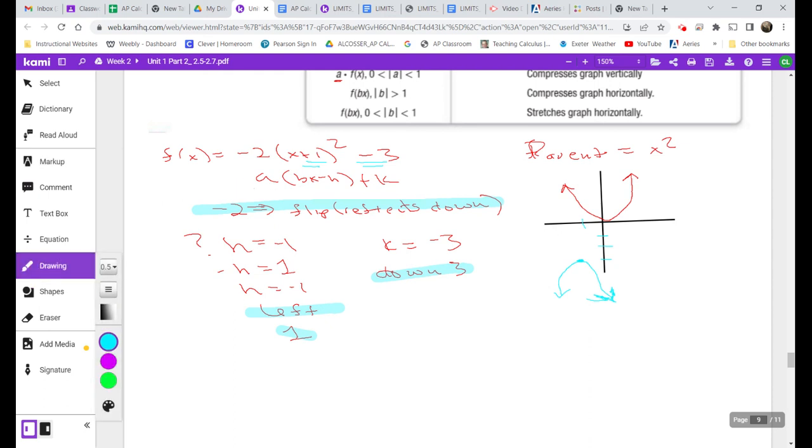Right here: a times (bx minus h) plus k. And we'll get that going tomorrow right at the beginning of class.